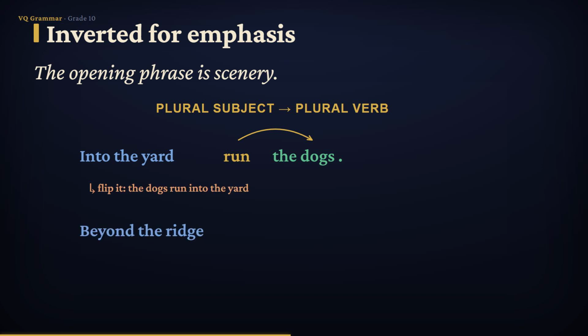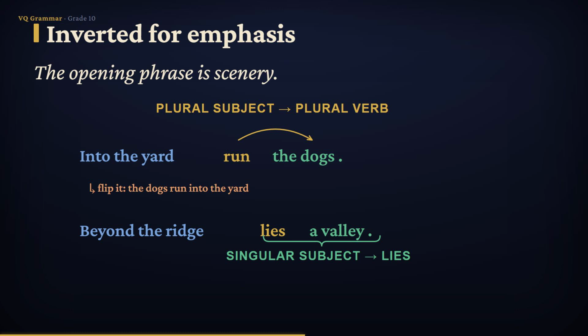Here is another one. Beyond the ridge lies a valley. Who or what lies? A valley. One valley, singular. So the verb is lies, with an S on the end.